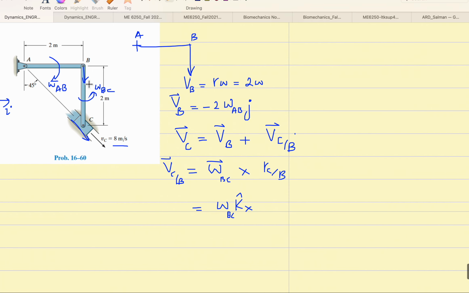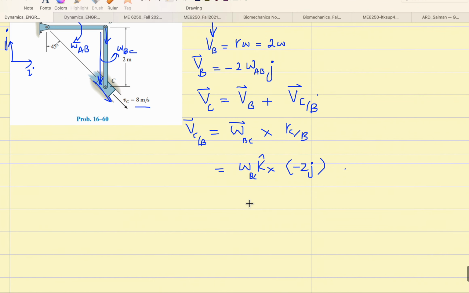It is positive. Look, RC from B means pointing towards C from B. It is downward, negative J, so negative 2J. Do you agree with your professor? Now if that is the case, how would you multiply? Let's do the math here. Omega K cross J.